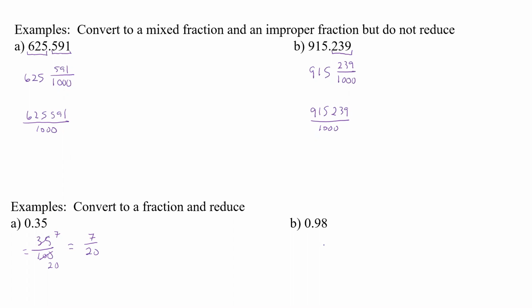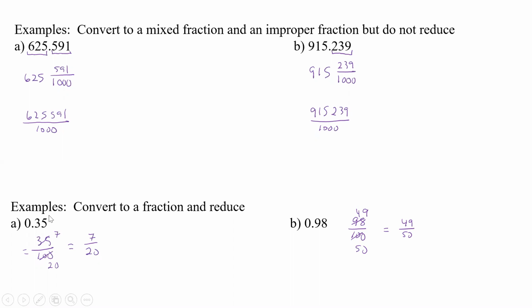All right, same thing's going to happen over here. 0.98, that's going to give us 98 hundredths, so 98 over 100. Now if we divide by 2 on both of them, for sure that will happen. If you divide the bottom by 2, that's 50. Divide the top one by 2, that's 49. So now 49 and 50, well, that's as far as we can reduce, so that's going to be 49 fiftieths. Okay? And that's what we have for a reduced fraction there.